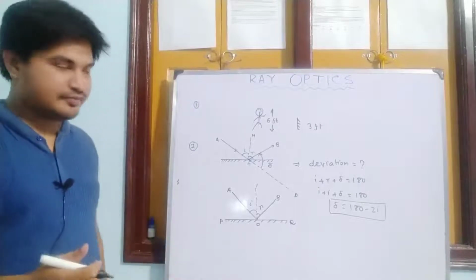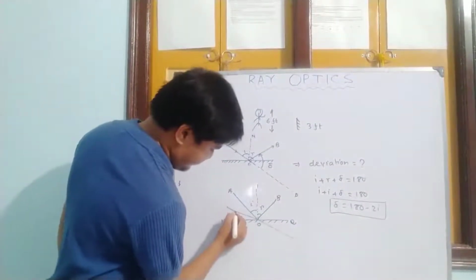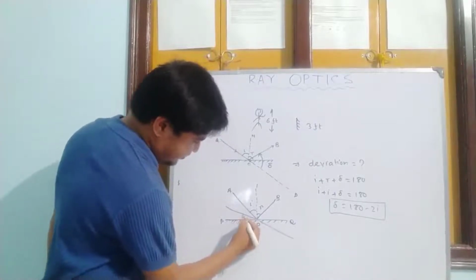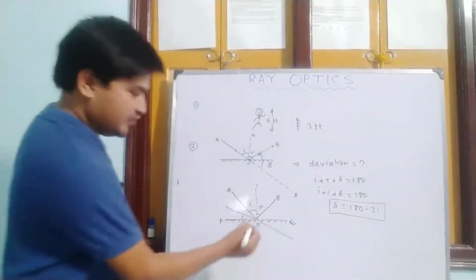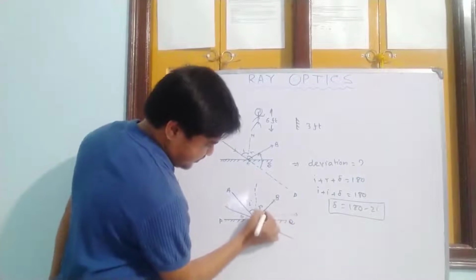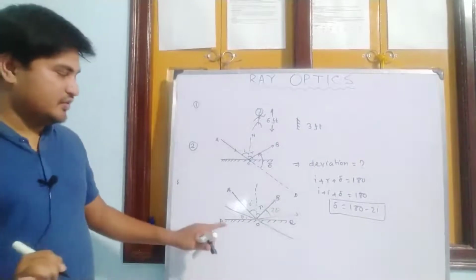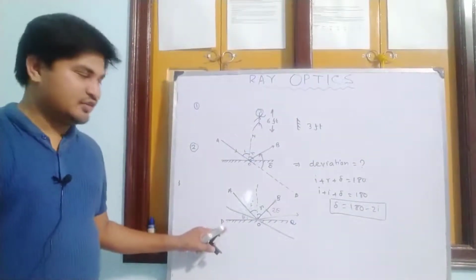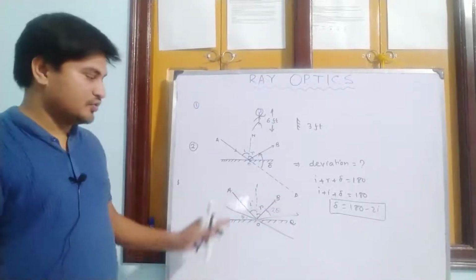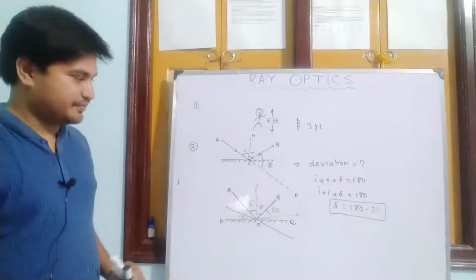if the reflecting surface is rotated by an angle of theta, then we will see this reflected ray will bend by an angle of 2 theta. You just have to remember, if the reflecting surface is rotated by an angle of theta, then the reflected ray will also rotate by an angle of 2 theta from its previous position.